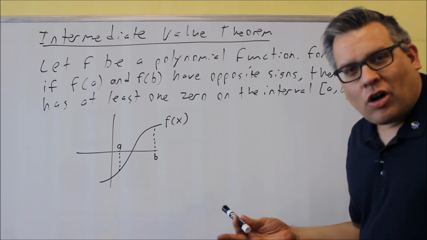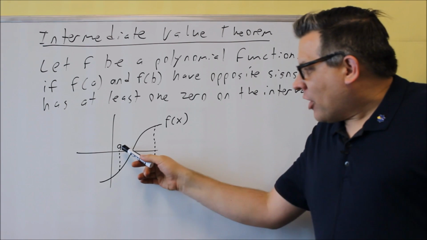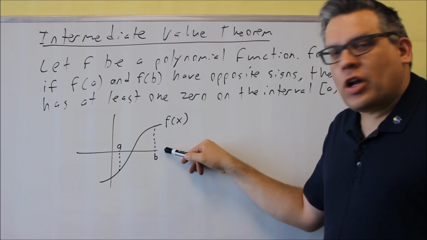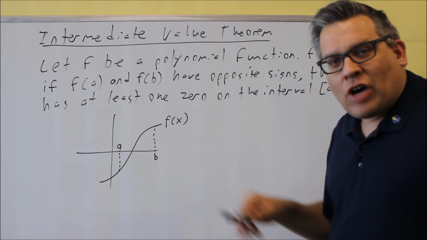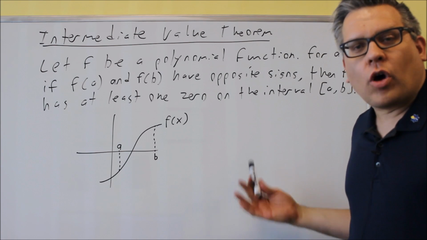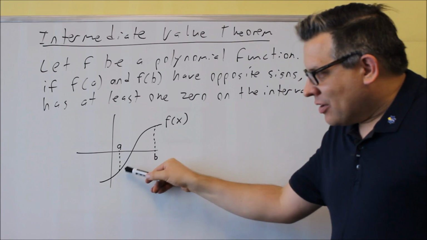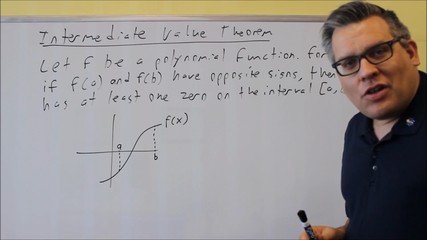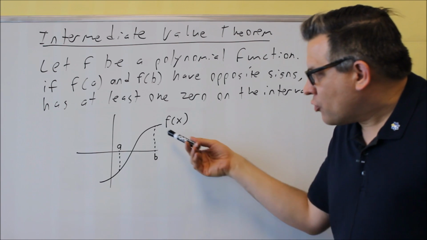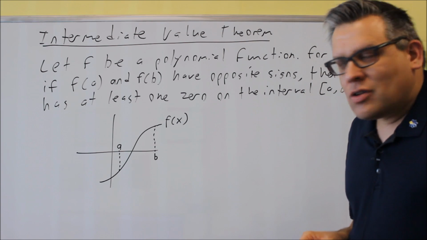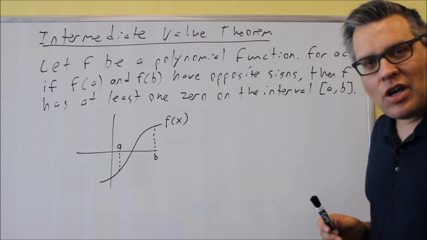So basically all this is saying is that if I evaluate the graph at one x value and I evaluate another x value and they have opposite signs, so one negative, one positive for instance, then basically this theorem says that the graph has to cross the x-axis somewhere in between though. That's the only way the sign can change between y values. So that's what the intermediate value theorem actually says.